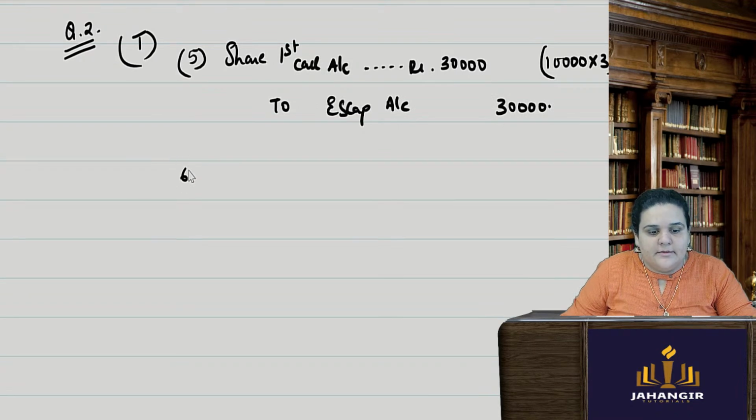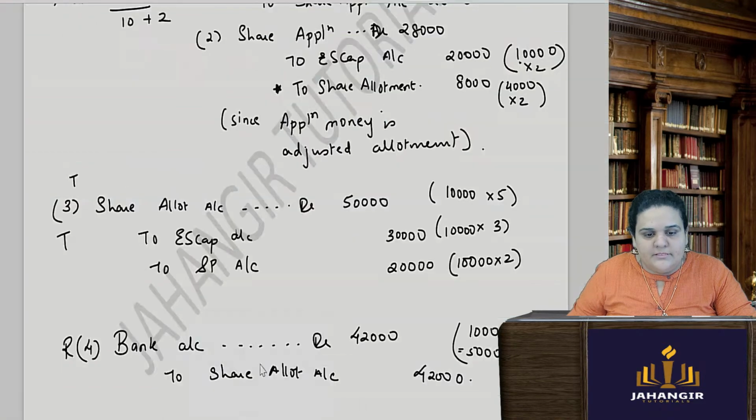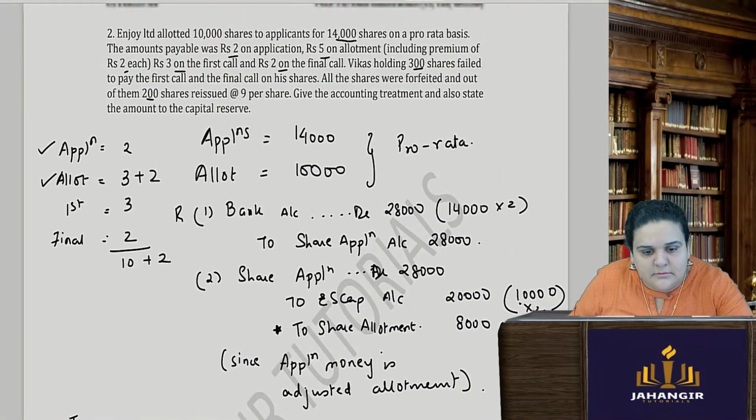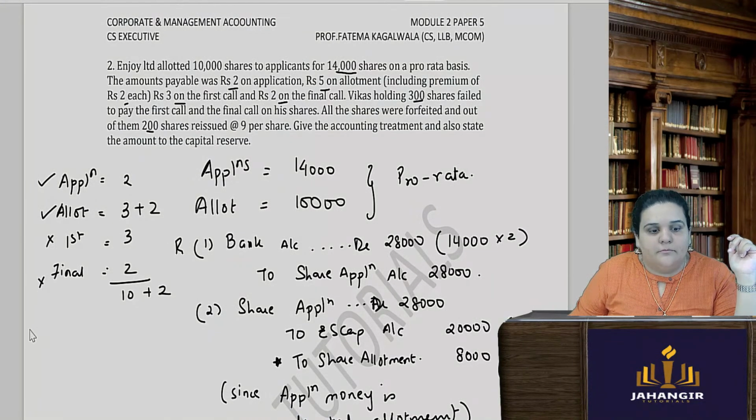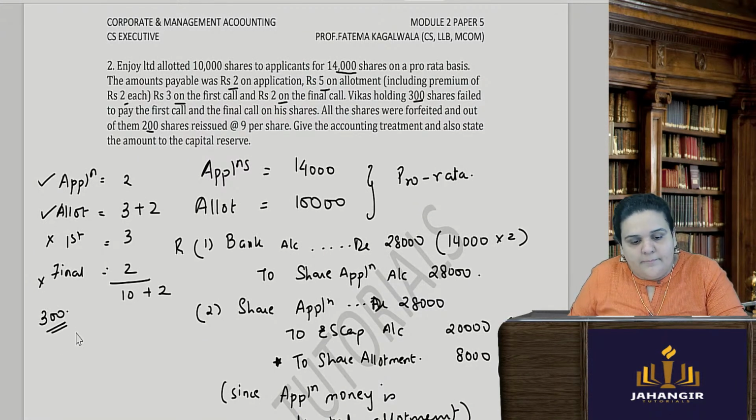Now my receipt entry for share first call. But it is given to me that Mr. Vikas, he was holding 300 shares. He has not paid me my first call and my final call. So on 300 shares, there is calls in arrears. Okay.